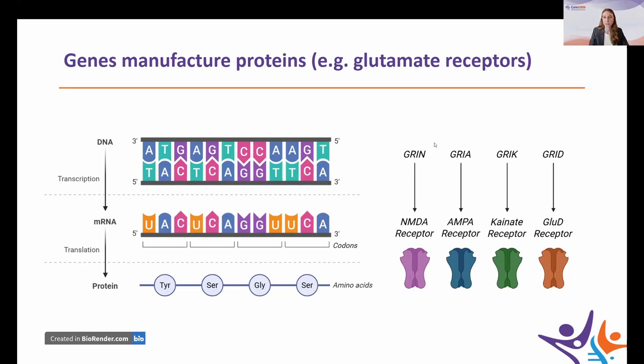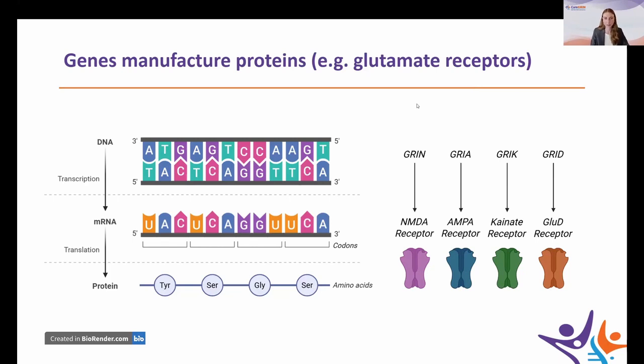So each GRI gene, as you can see on the right-hand side here, encodes a different receptor. GRIN genes encode the building blocks of NMDA receptors. GRIA genes encode proteins that make up AMPA receptors, and so on, as shown here on the slide.